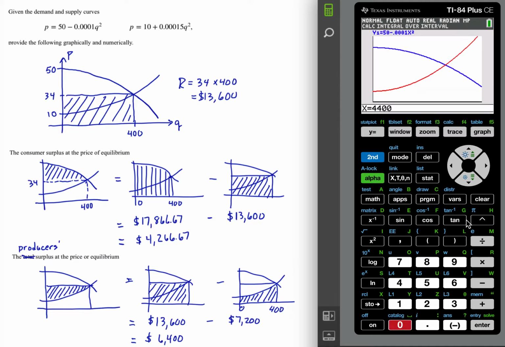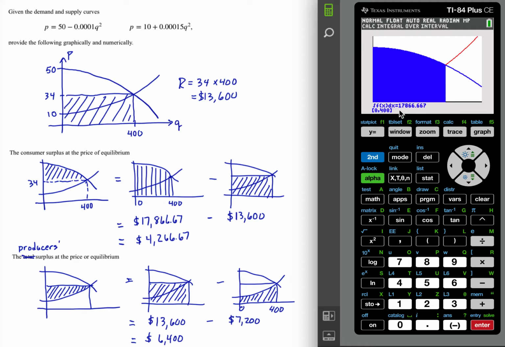Then press enter, and it will shade it and give the area here at 17,866.67, rounded to the nearest penny. We'll subtract off the area of the rectangle, which is just length times width, or price times quantity, at 13,600. When you find the difference, you get $4,266.67, which represents this area, or the consumer surplus.